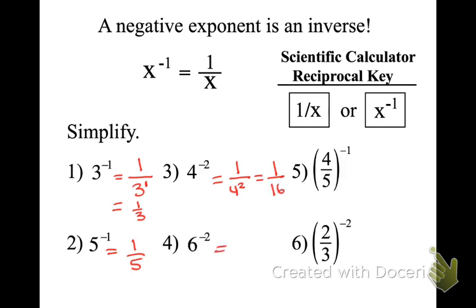Next one. Excuse me. I've not dismissed you. Okay, next. Keep going. 1 over 6 squared, which simplifies to? 1 over 36.